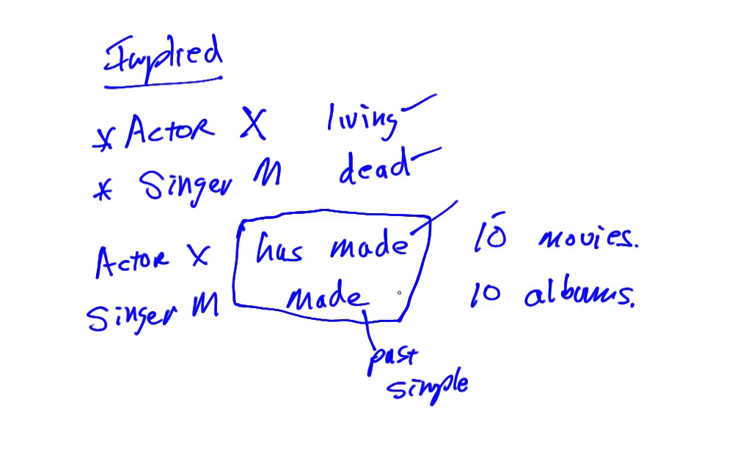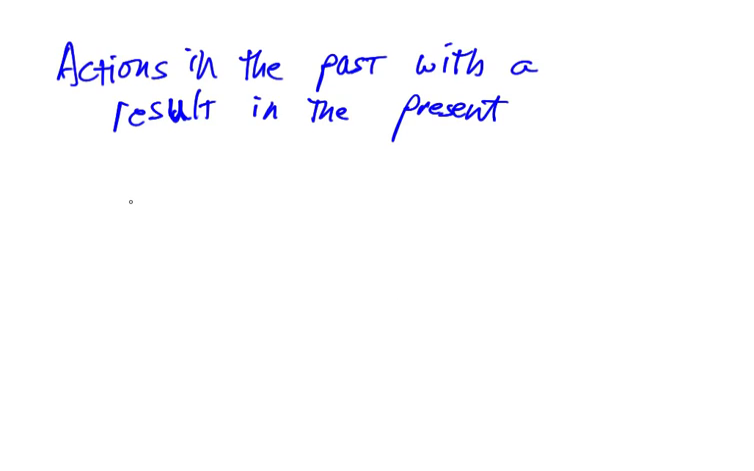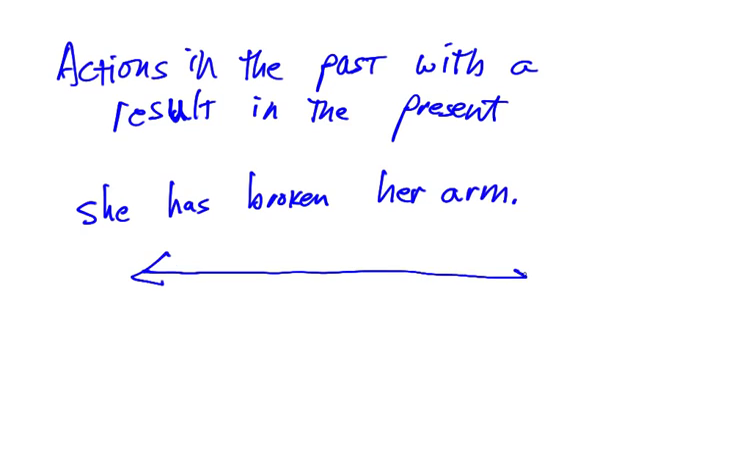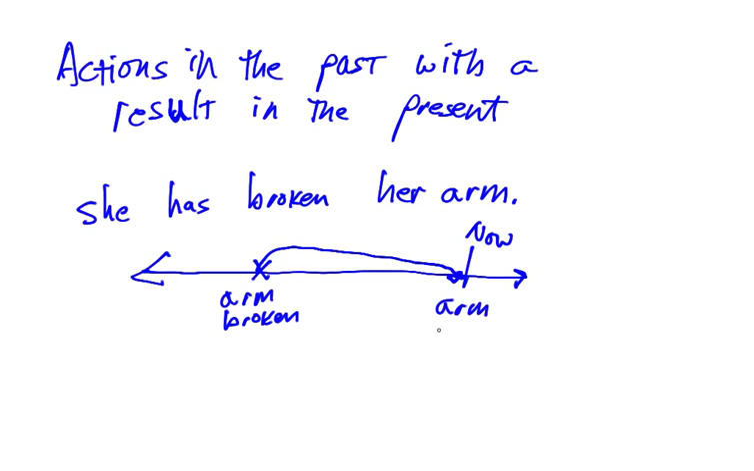Okay, let's go on. Alright, the next kind of thing we use present perfect for is actions that are in the past that have a result in the present. For example, I could say, she has broken her arm. Okay, if we think about the timeline for this, here's now. So sometime in the past, the arm is broken. Arm broken. That's finished and in the past. But there's a result in the present that now the arm is in a cast. It's still broken.